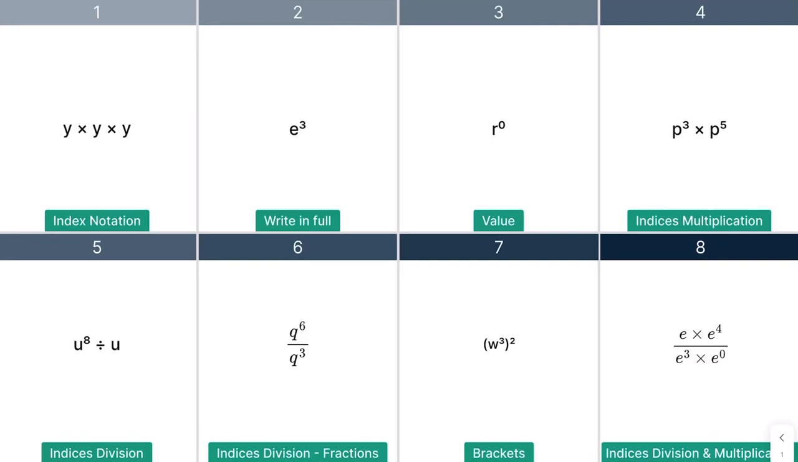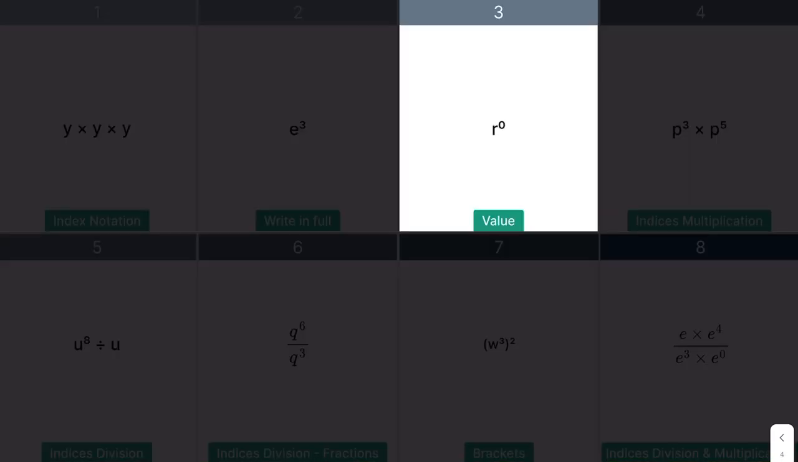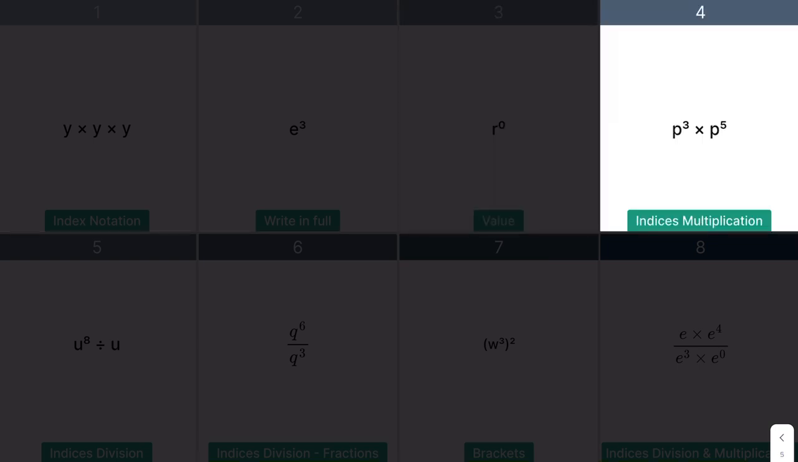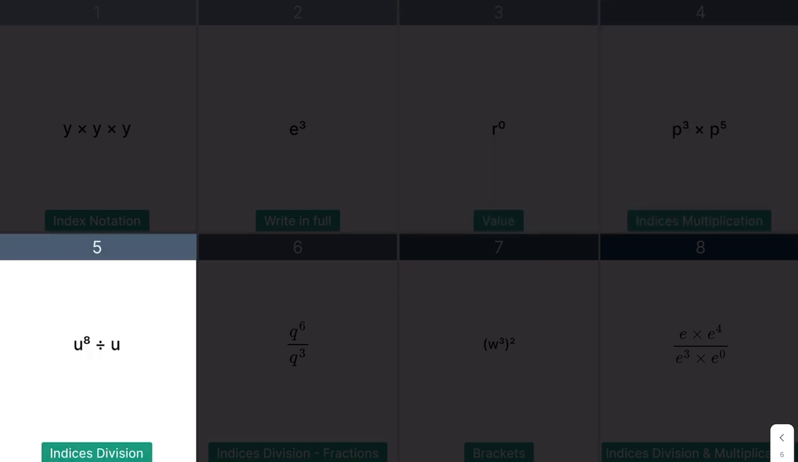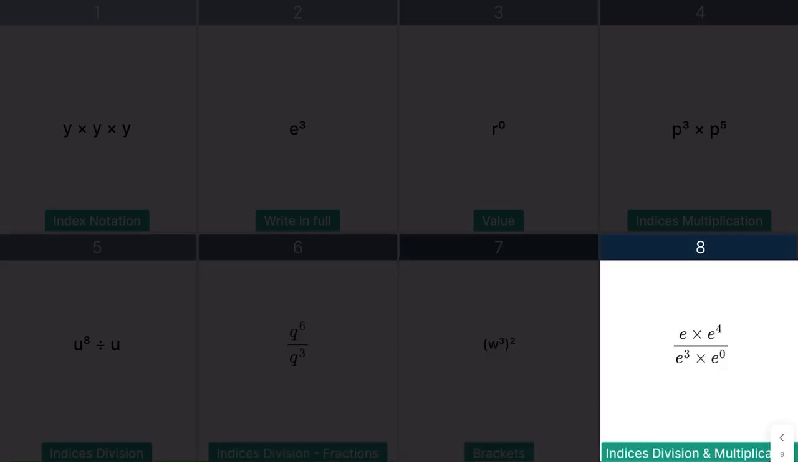Index notation with algebra is what we're going to look at in this video. It's split into 8 parts. We're going to start off by looking at index notation, what is it? Then we'll look at writing it in full, and how you find the value of something like this, and then moving on to multiplication with indices, then division, and then looking at fractions, and then with brackets, and then finally looking at something a little bit trickier like this.